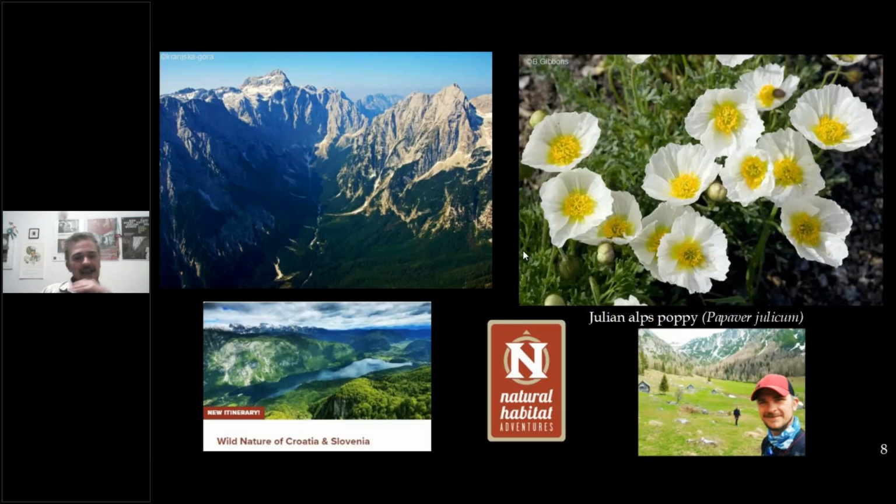Slovenia is a fascinating country where Nat Hab takes you on a beautiful journey that also includes Croatia. In these places, we find an amazing alpine flora, of which we mentioned the Julian Alps poppy, which belongs to that group of small poppies that colonize high altitude environments. And the species, again, is endemic to the Julian Alps, so we find it only there and nowhere else on the planet.